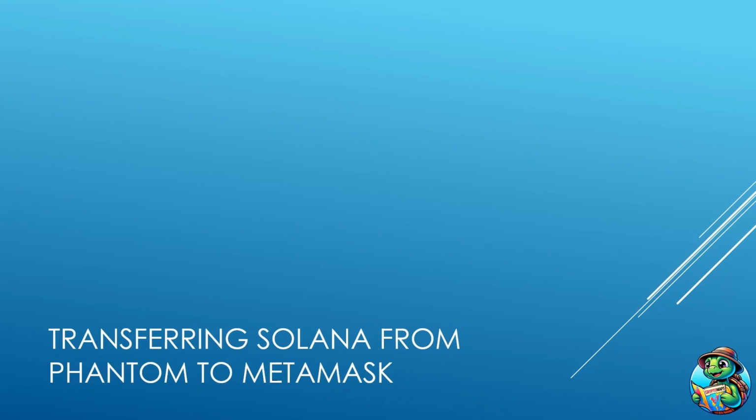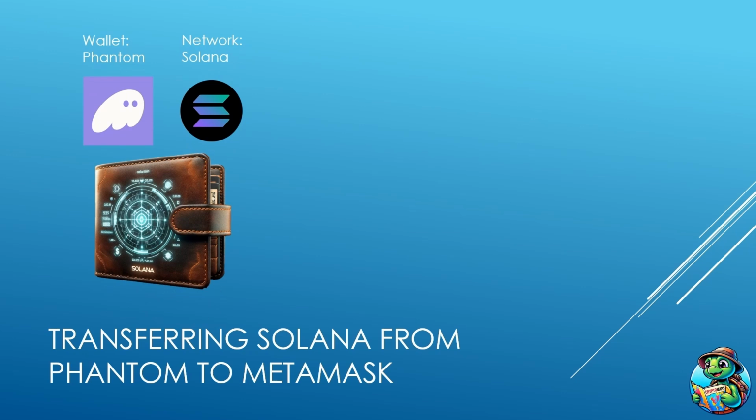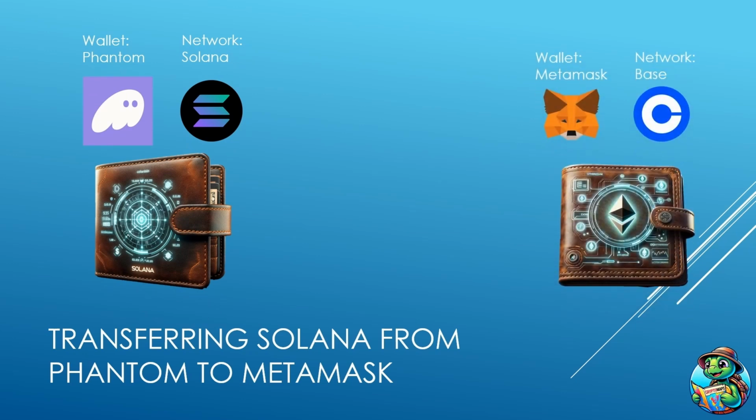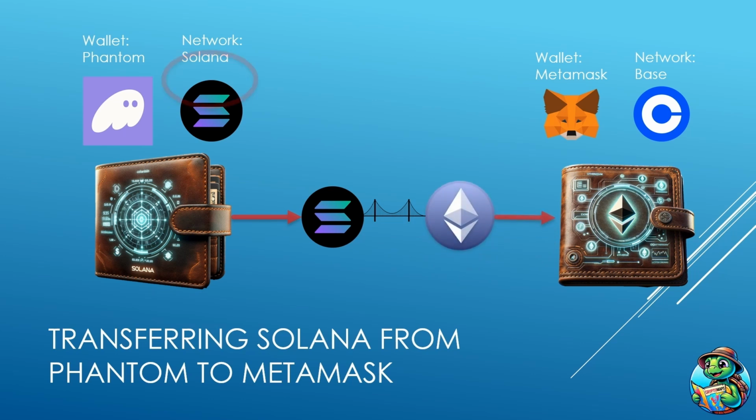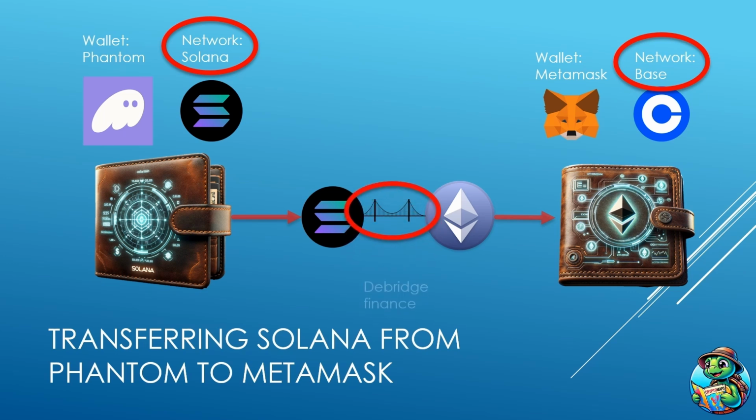Now that we have a basic understanding of crypto wallets, let's move on to the tutorial. We'll be transferring some Solana from a Phantom wallet to a MetaMask wallet on the Base network. We'll start with Solana and finish with Ethereum on the Base network. Phantom operates on the Solana network, while MetaMask on Base operates on the EVM ecosystem. Therefore, we need to use a bridge to transfer assets between these two different blockchain networks.